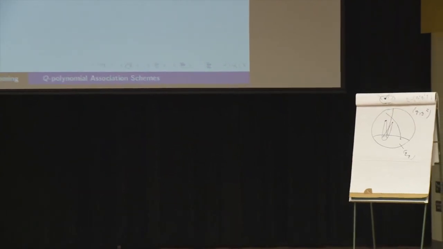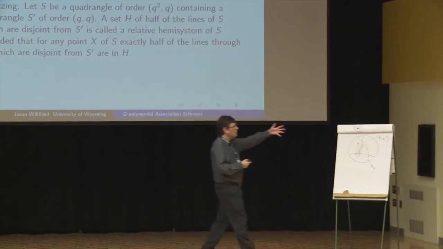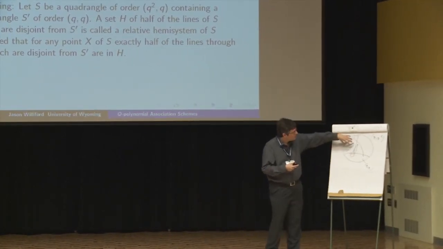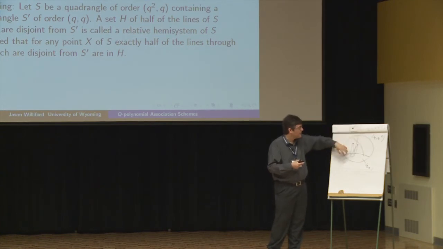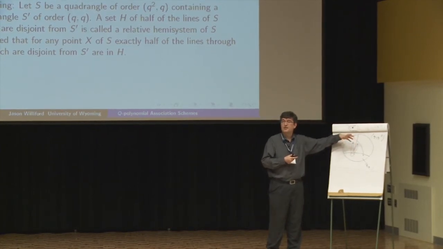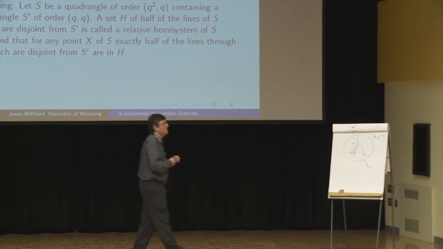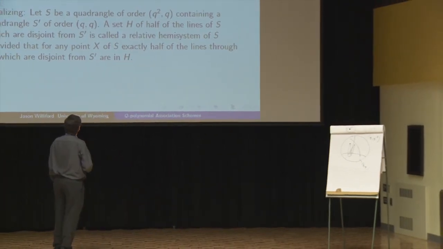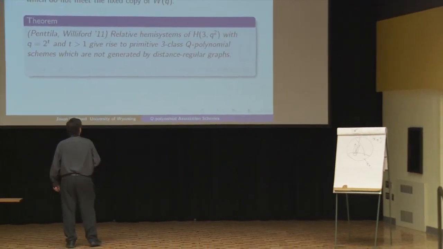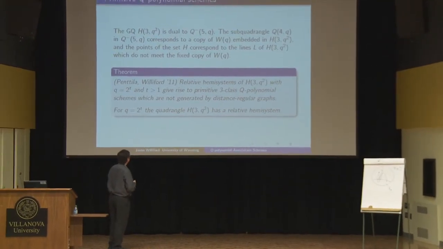And from them, we were able to prove that actually if you take this classical quadrangle here and you find a relative hemisystem, when you split this graph, now instead of a strongly regular graph decomposition, we have 3 pieces. Then each of these 2 pieces up here, these are 3-class primitive Q-polynomial schemes. And this was an infinite family that wasn't known before. And again, was not a Schurian family in general. So this was the theorem of Quintilla and myself. This, of course, is only for Q even.